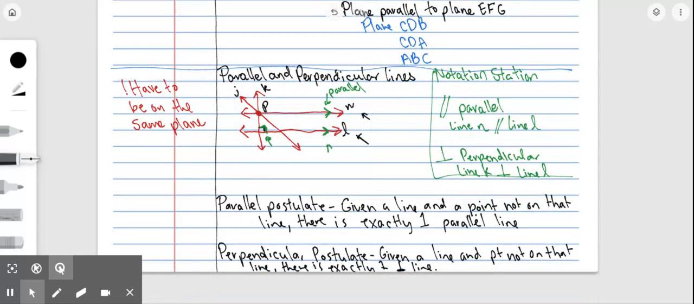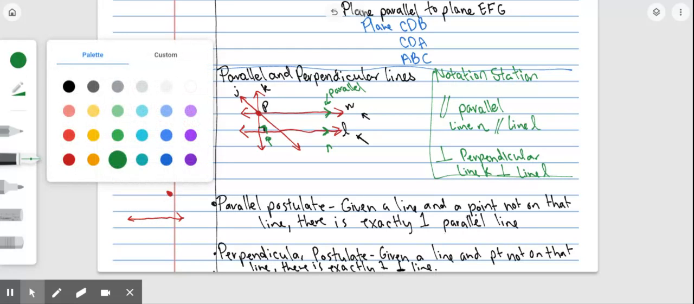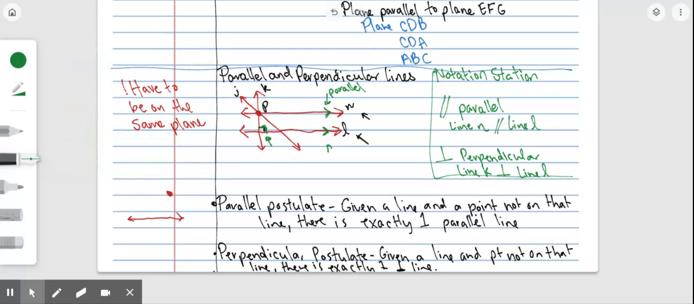So, these two postulates are basically the same. It says, given a line and a point not on that line, there's exactly one parallel line. And given a line and a point not on that line, there's exactly one perpendicular line. So, for example, over here on the side, if I have a line and I give you this point, then I can create exactly one line that is parallel to the other one. I couldn't create a second one because then they'd no longer be parallel. The angle would be skewed enough.